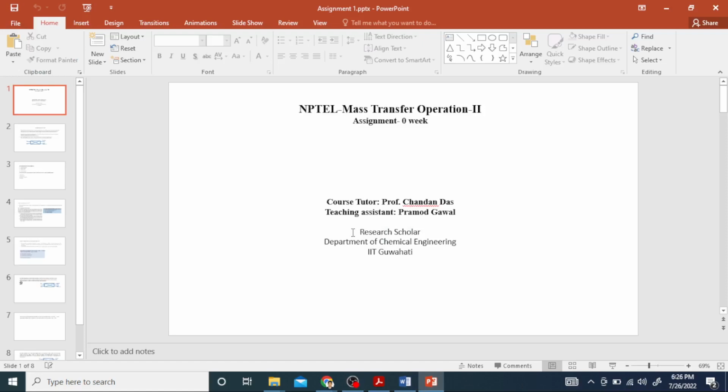My name is Pramod M. Gawal, Research Scholar, Department of Chemical Engineering, IIT Guwahati. I am going to take the NPTEL course on mass transfer operation, assignment 0 week. The course tutor is Professor Chandan Das. I am going to take 7 questions based on the liquid extraction chapters.